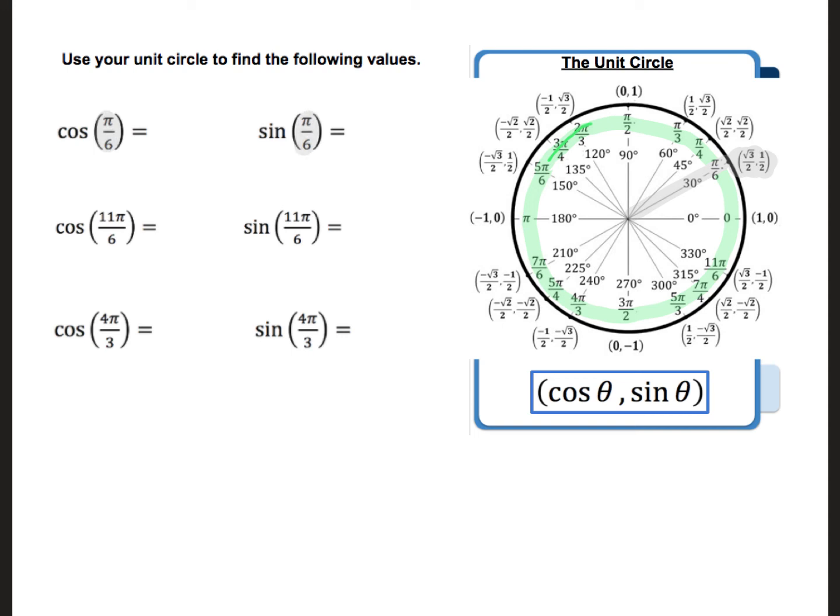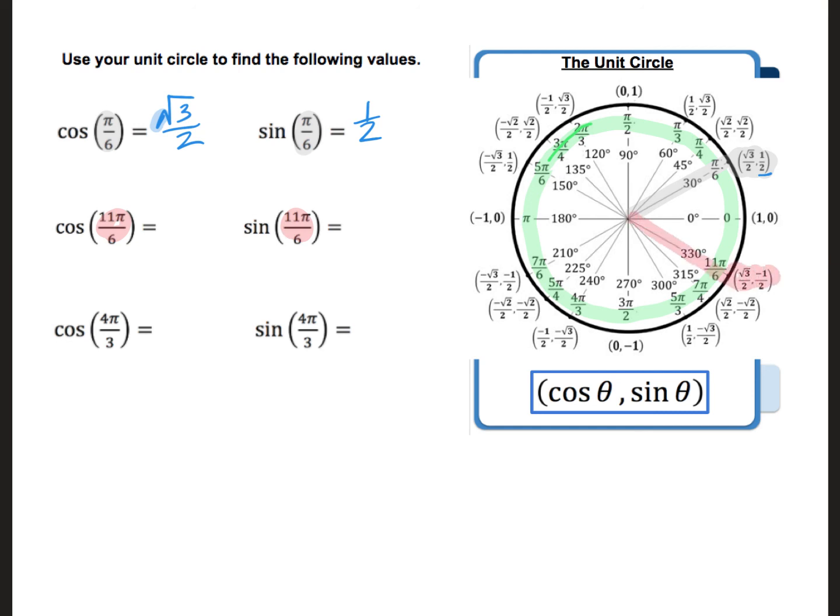Again, remember, cosine of theta is your first number. So my cosine value is root 3 over 2. My sine value is the second one, so sine of pi over 6 is 1/2. And that's all you have to do. We're going to do the same thing for the next one. So my next one is 11 pi over 6. 11 pi over 6 is right here.